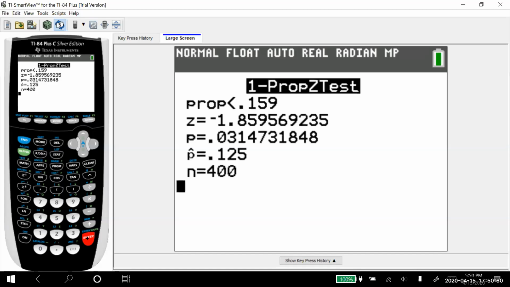So we get a Z value. I'll mark down the Z because they usually ask for that on the homework and on the exams. So we've got that Z equals negative 1.86. My p-value is 0.031. And notice P hat, this was the other thing I was going to tell you about, 0.125.